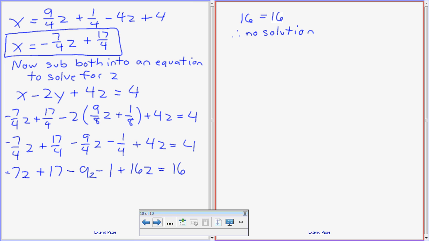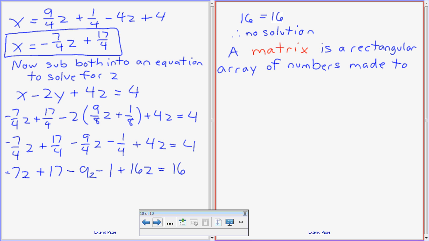Okay, we're going to change this and do, for the rest of today and tomorrow, something called, 17 minus 1 is 16, right? Okay, so let's do it the other way. We're going to talk about matrix. A matrix is a rectangular array of numbers made to solve linear systems.